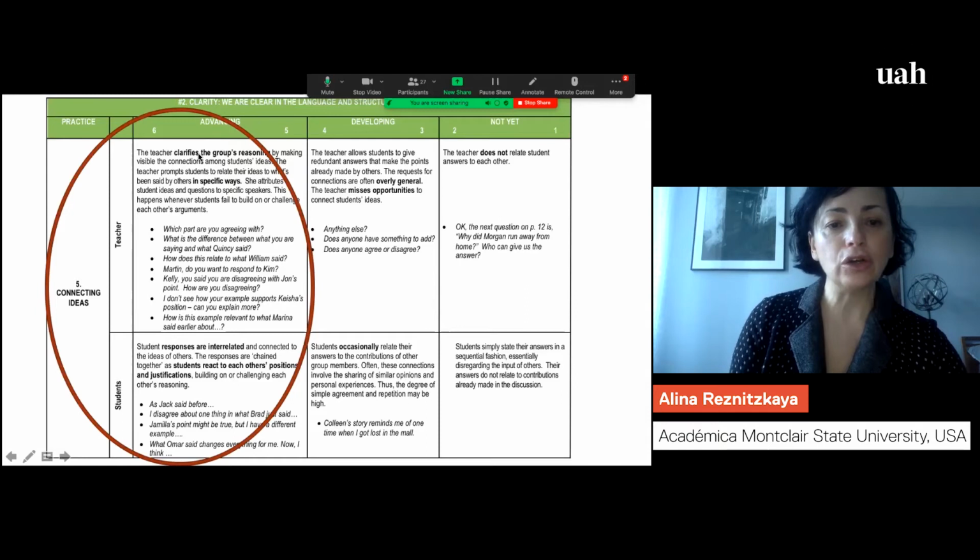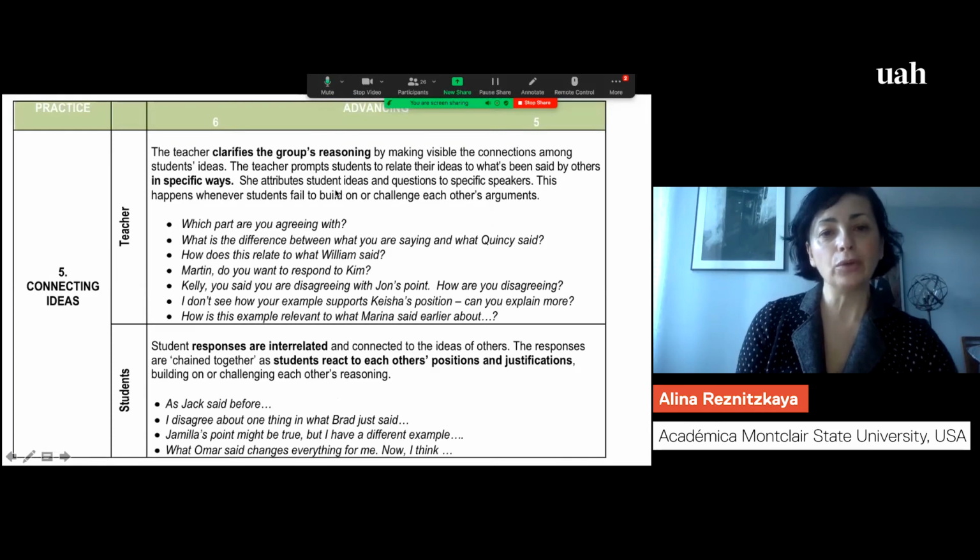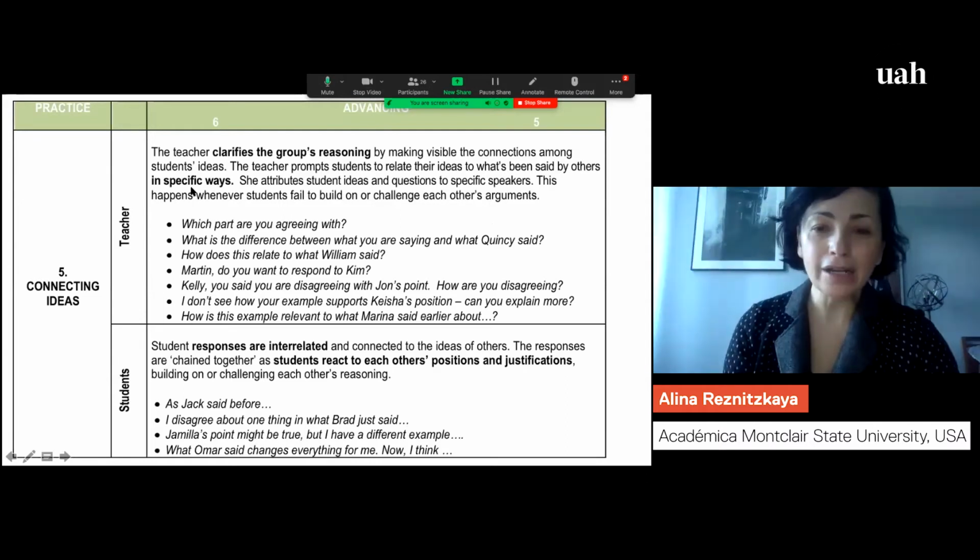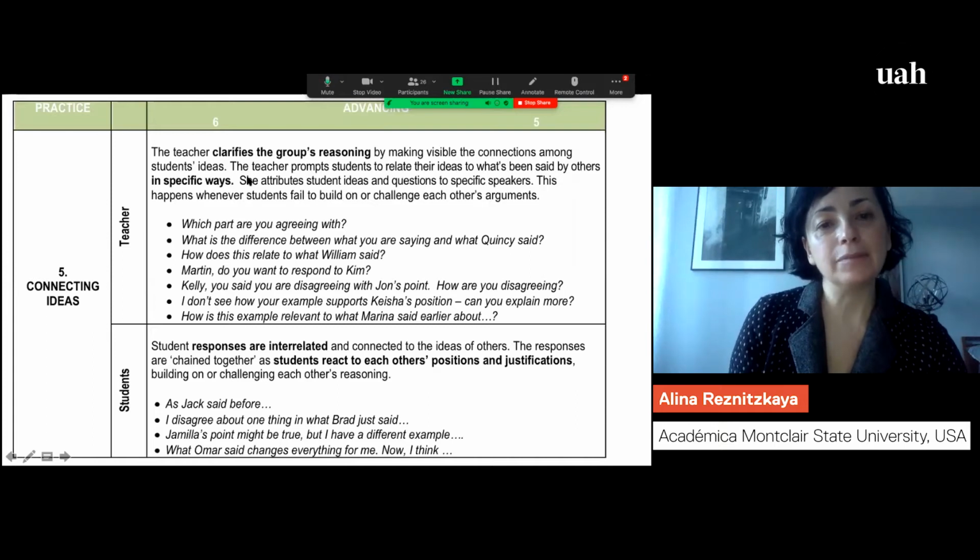So again, let's look at this description a little closer. In this first part, we explain the principle: the teacher clarifies the reasoning by making visible connections. The teacher prompts students to relate their idea to what's been said by others in specific ways. And this is a very important sentence here: this happens whenever students fail to build on or challenge each other's arguments.